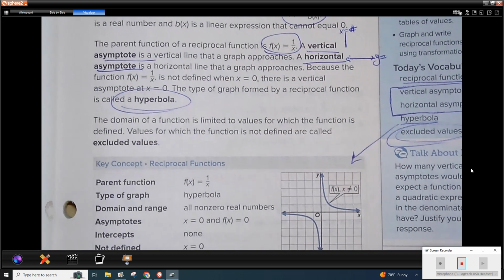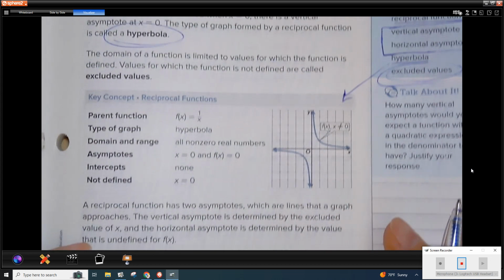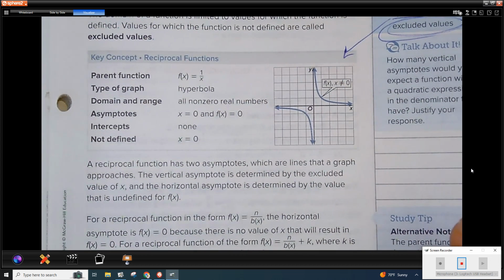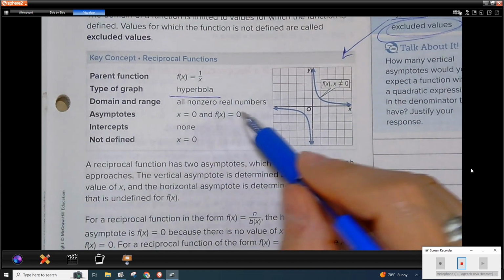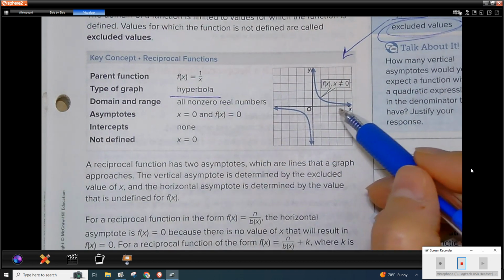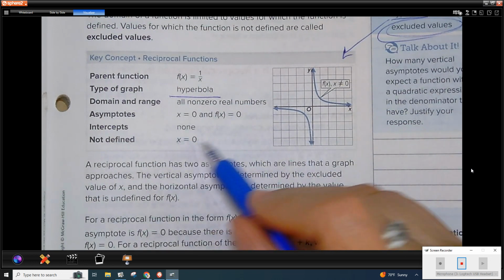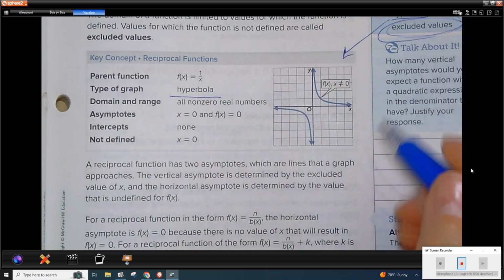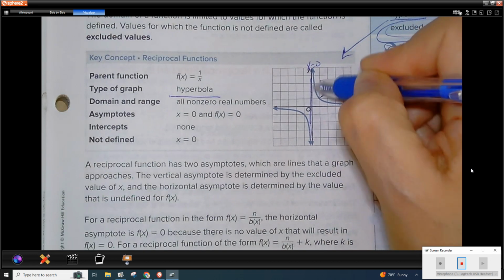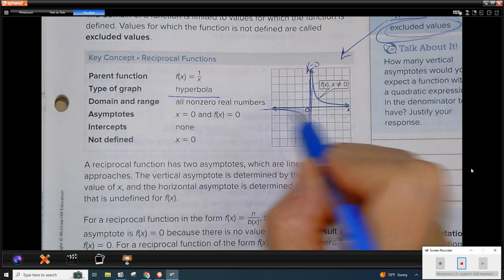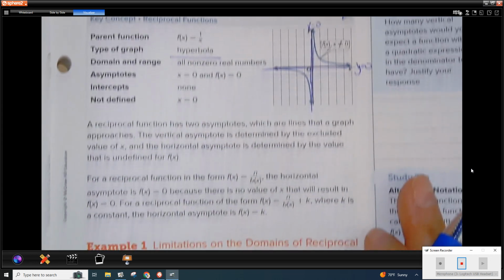So you've seen a parabola. Now this is called a hyperbola. So here's a little summary of the parent function. Hyperbola, asymptotes, intercepts none because it has no transformations, and it's not defined at x equals 0. So again, this is x equals 0, vertical line, vertical asymptote, and this is y equals 0, horizontal asymptote. So let's just jump in.